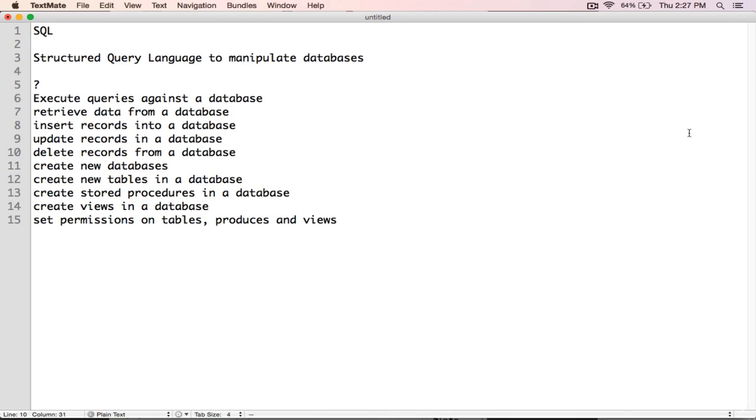Look at a basic introduction to SQL. SQL is a standard language for accessing and manipulating databases. SQL stands for Structured Query Language. And the function, again, is to access and manipulate data in databases. SQL is an ANSI, American National Standards Institute standard.